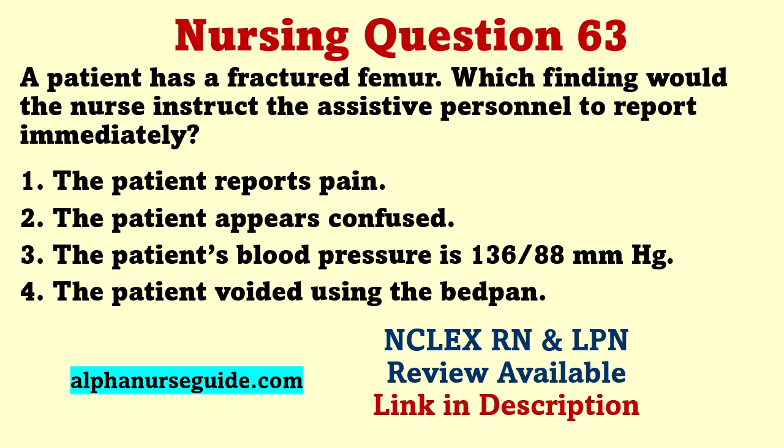The correct answer is 2. The patient appears confused. Rationale: Fat embolism syndrome is a serious complication that often results from fractures of long bones. Its earliest manifestation is altered mental status caused by a low arterial oxygen level. The nurse will want to know about and treat the pain, but it is not life-threatening. The nurse would also want to know about the blood pressure and the patient's voiding. However, this information is not urgent to report.